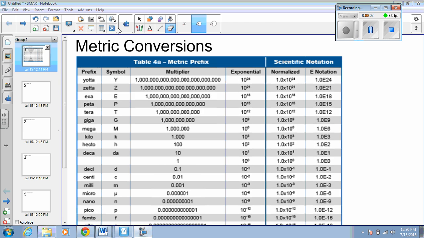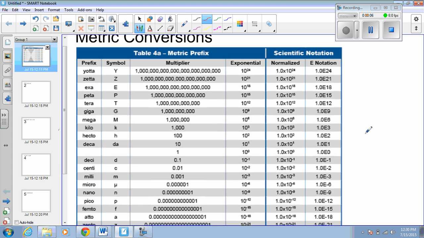Okay, we are going to do metric conversions. Metric conversions can be easy if you do the correct process. The process you should avoid is that decimal moving process, and I'll show you that in a second.